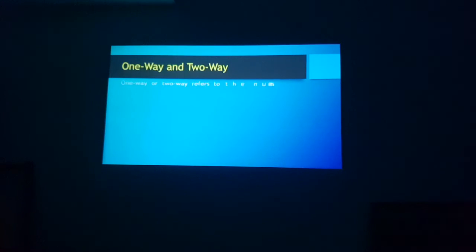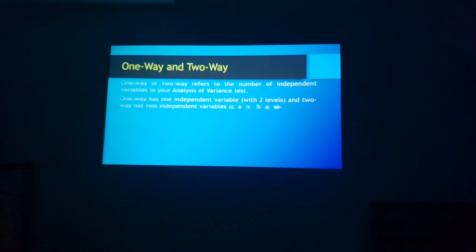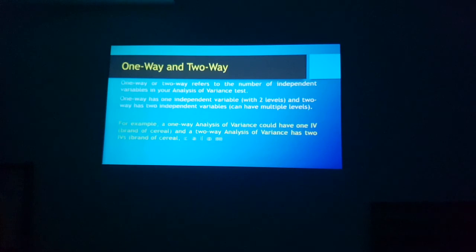One-way or two-way? One-way or two-way refers to the number of independent variables in your analysis of variance test. One-way has one independent variable with 2 or more levels, and two-way has 2 independent variables. They can have multiple levels. For example, a one-way analysis of variance could have 1 IV, say brand of cereal, and a two-way analysis of variance has 2 IVs, brand of cereal and calories.